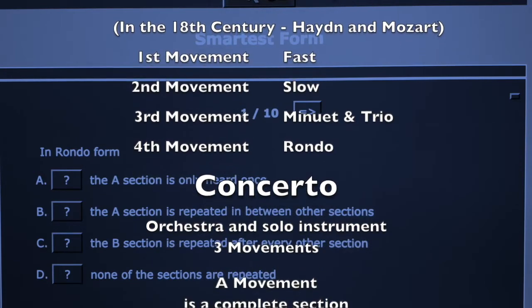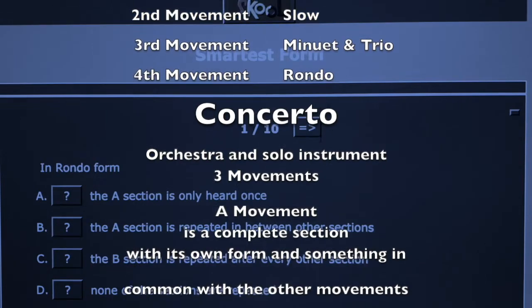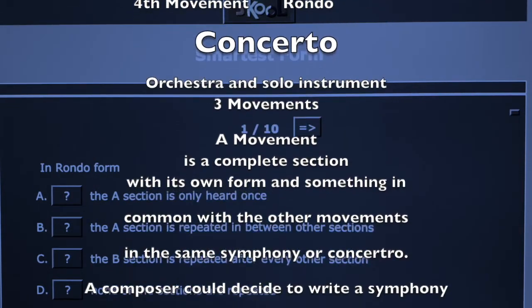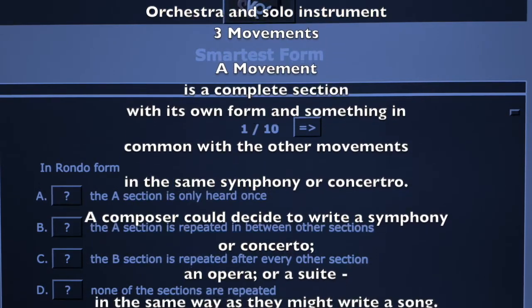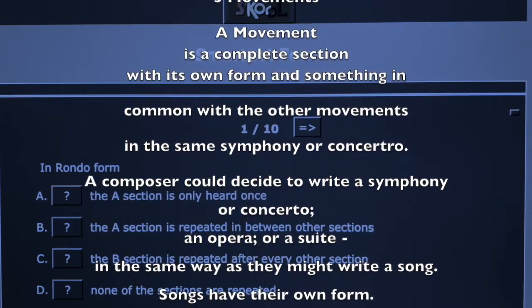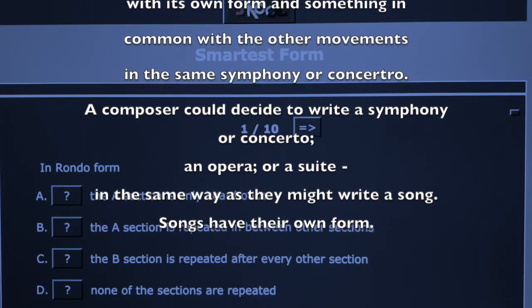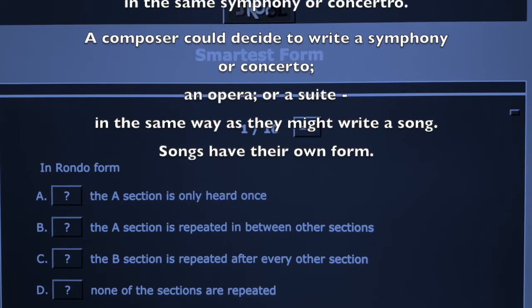The difference between the concerto and the symphony is that the concerto has a solo instrument. So you might have a piano concerto, you might have heard of that, or a violin concerto, or even a guitar concerto. There were a few of them written since the 20th century. You could have a flute concerto, you can have any kind of concerto.